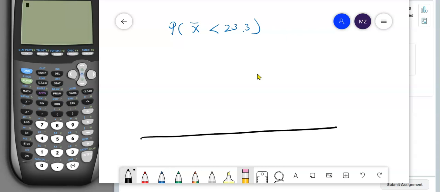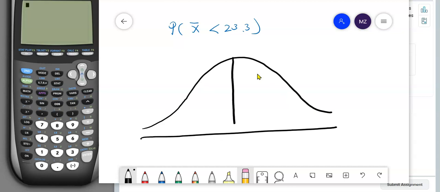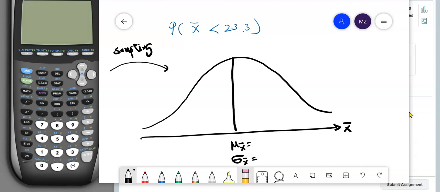So this is what we are looking for, the probability of X bar less than 23.3, right? So we start with our normal distribution, and it would be great to always put the environment, which is the mu X bar, all right, and the sigma X bar. Remember, you are working on the X bar axis. It's not the X axis, it's not the Z axis, it's the X bar axis. That means we are getting everything after sampling of n equals 36. And this is the central limit theorem again.